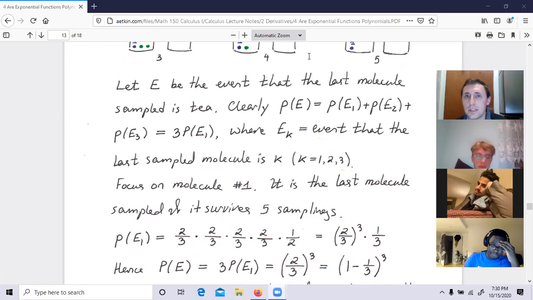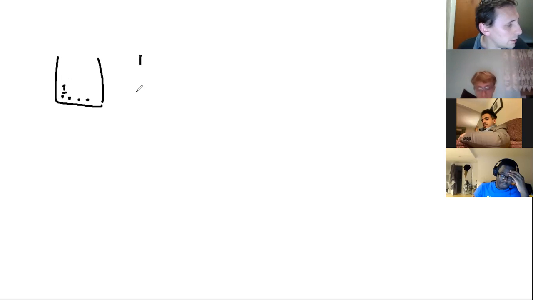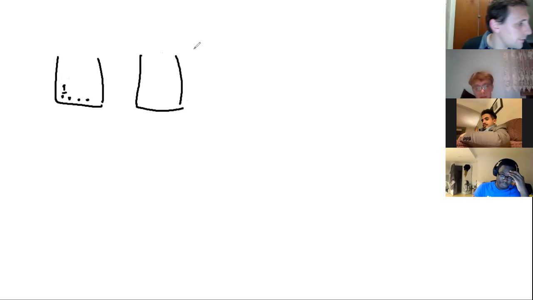Can you do the same thing? Let's do the same thing when we have 4 molecules. So you have here 1 beaker with 4 molecules, and then in the other beaker, we also have 4 molecules of alcohol. Okay, good. So what's the probability that we have first sampling survival of molecule 1? Three-quarters, beautiful.